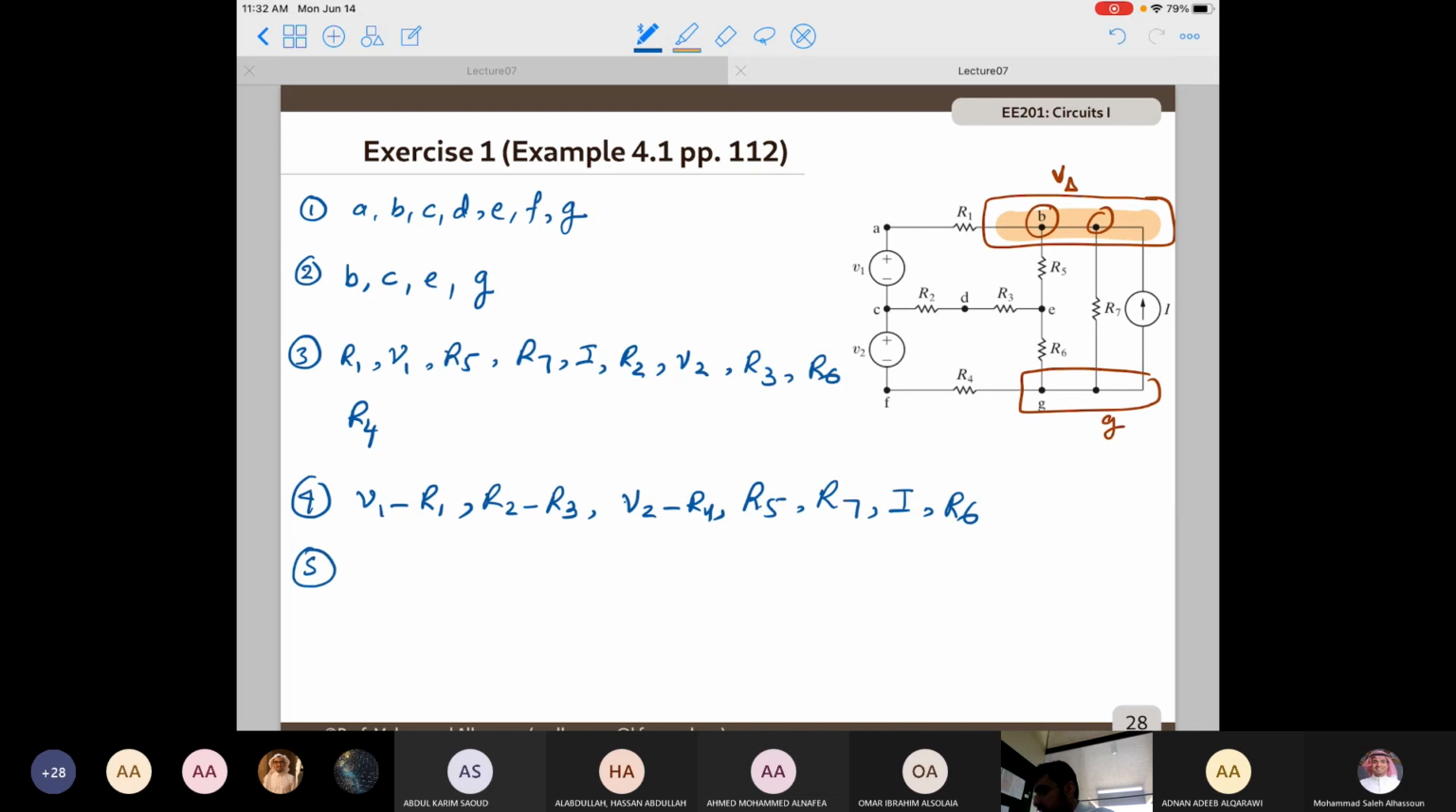So according to the circuit we have, the meshes are V1, R1, R5, R3, and R2. This is the first mesh. The second mesh is V2, R2. So the first one was this one, the second one is this one. The third one is going to be that one, and the fourth one is that one as well.